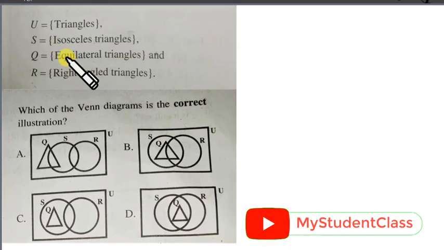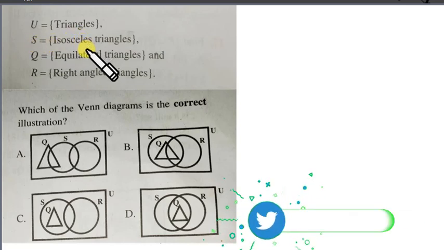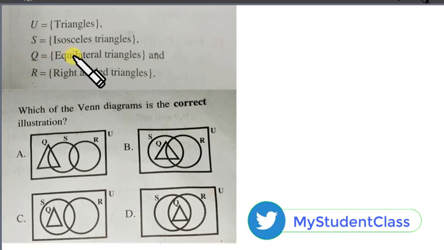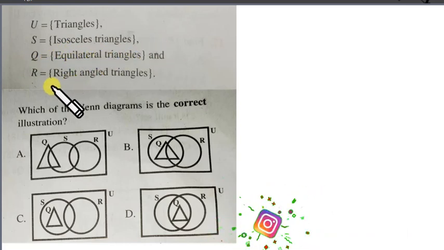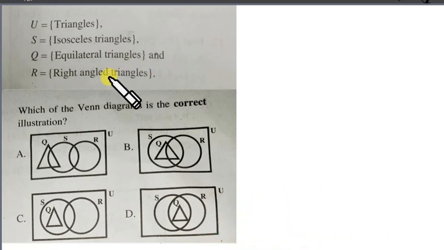It says that U is a set that contains triangles. U is a set of triangles. And set S equals isosceles triangles. Set Q equals equilateral triangles, and set R equals right angle triangles. So before we go on, let us try to understand what these things mean here.